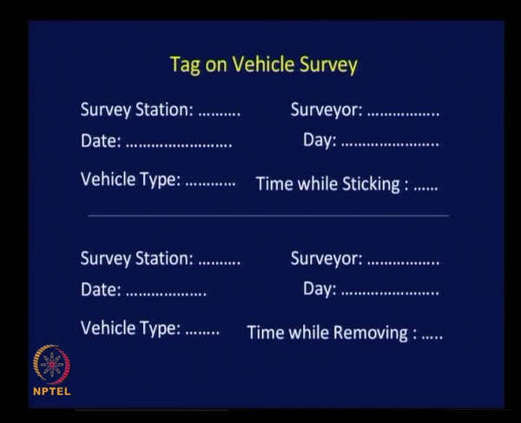Let us say a tag is stuck onto the windscreen of a particular vehicle and it is never collected later. That means the vehicle has gone into a study area and may be parked somewhere for the whole day. And let us say at a survey station a person is seeing a vehicle with a sticker already stuck on the windscreen, then that sticker, the tag, has to be collected, and the following entry has to be made: survey station code again, surveyor, date, day, vehicle type and time while removing.